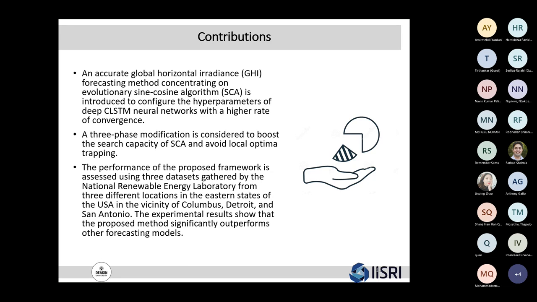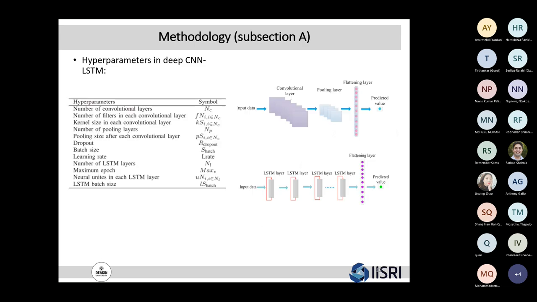The performance of this novel proposed framework is assessed using three datasets gathered by the National Renewable Energy Laboratory from three different locations in the eastern states of the United States, in the vicinity of Columbus, Detroit, and San Antonio. The experimental results show that the proposed methodology significantly outperforms other forecasting models.